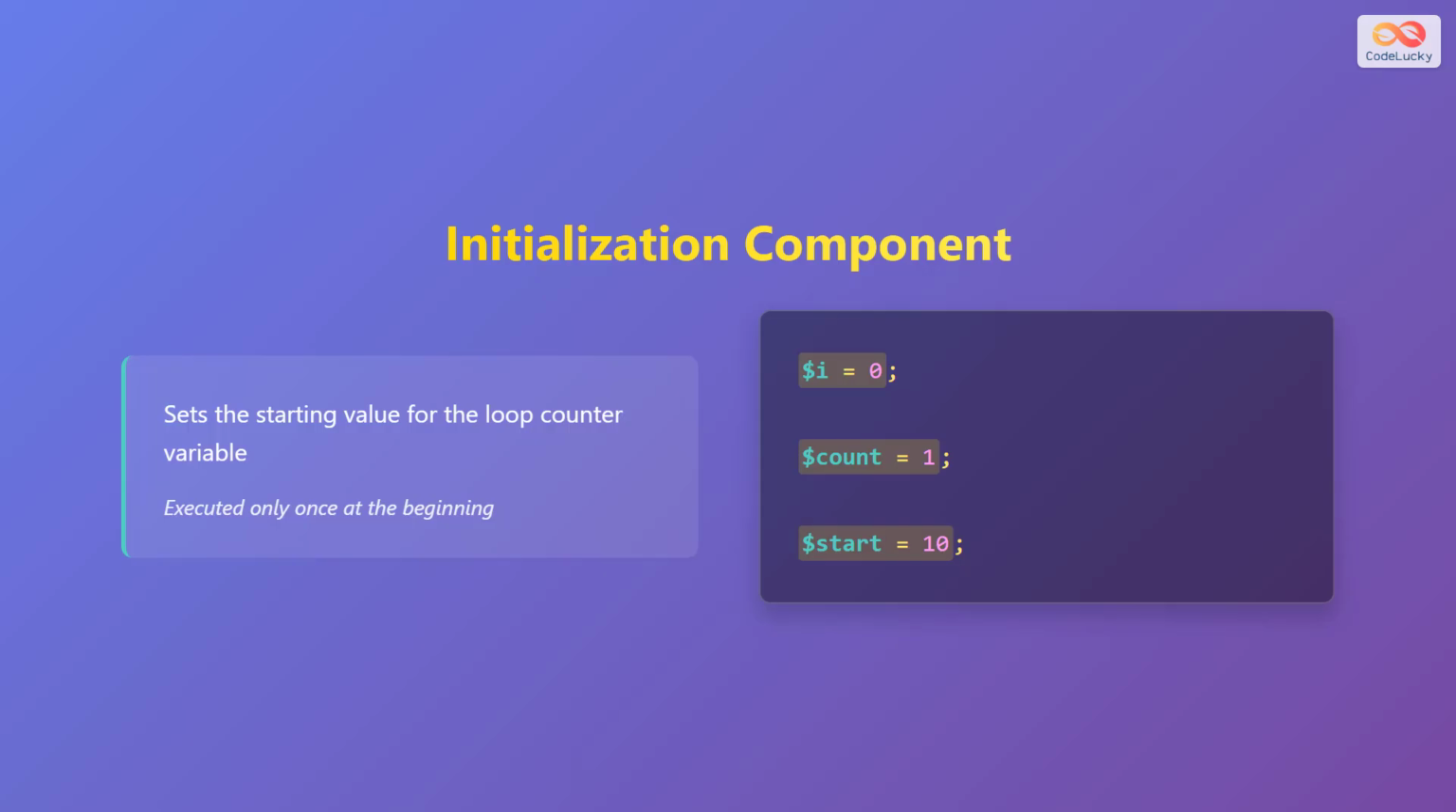The initialization component sets the starting value for the loop counter variable. It is executed only once at the beginning of the loop. Here are some examples. $i = 0, $count = 1, and $start = 10. The $ sign indicates the variable name, and the equal sign indicates the assignment of a value to the variable.